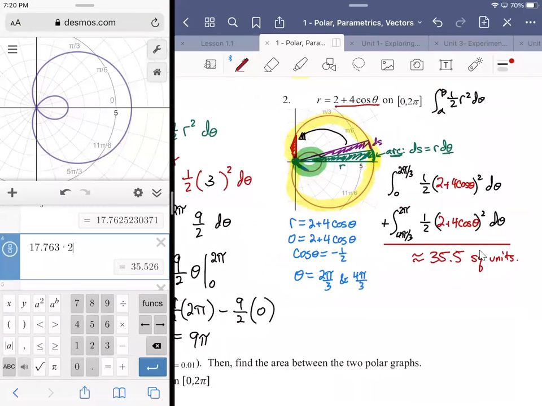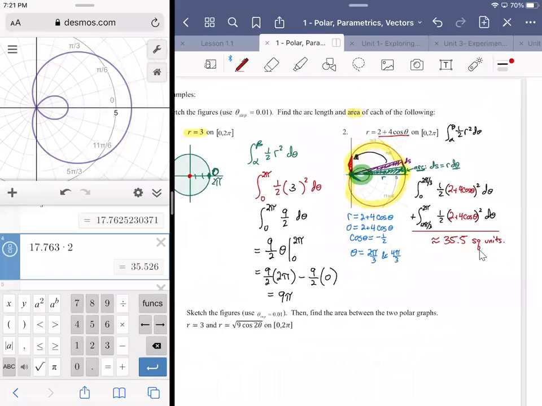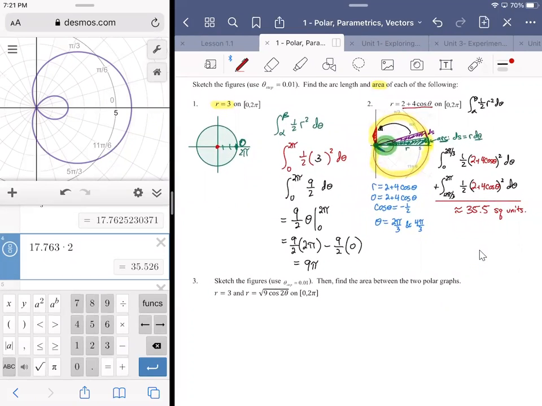All right, on a test, I wouldn't be concerned with any kind of labels if I didn't give you any context behind it, but if I said that this is a racetrack and R is in feet, then I would expect the appropriate units of square feet. All right, so that should help a little bit with setup and things of that nature, but we haven't talked about finding the area between polar graphs, so that's the next concept. All right, so let's tackle that right quick and see where that leaves us.